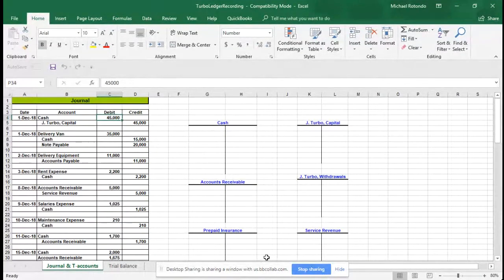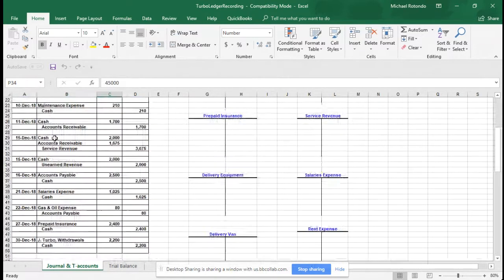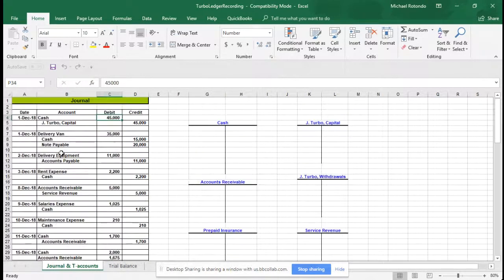So today we're going to look at posting from the journal to the ledger. Last time we looked at journalizing, and these are the journal entries we did for James Turbo in the last session. So today what we're going to do is take these journal entries and post them to the ledger.